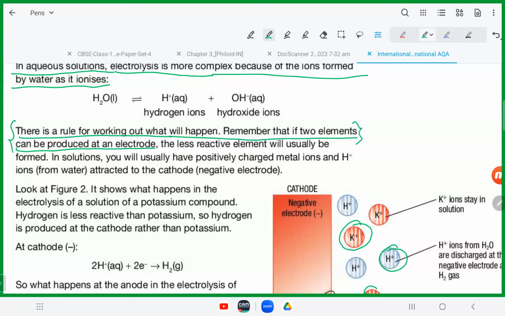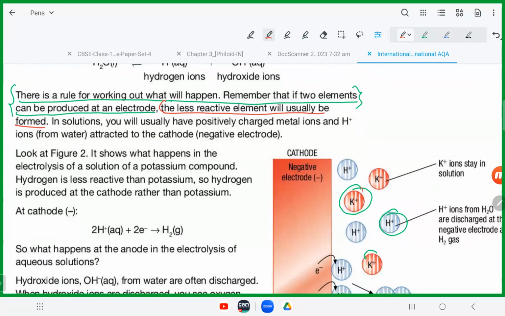So here, Tarini, if you see, they are saying that is what the rule is. If so many ions are there, the less reactive element will usually be formed. Which one? The less reactive. Now you are saying that K plus is there and H plus is there. Now you need to see which one is less reactive out of H plus and K plus that is going to form.